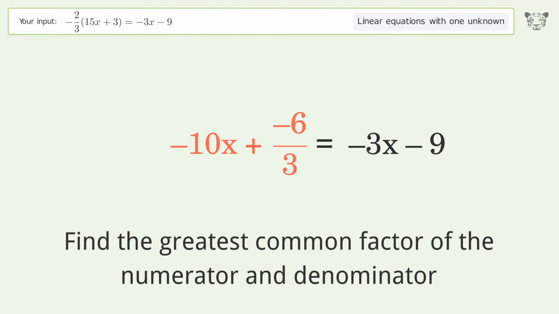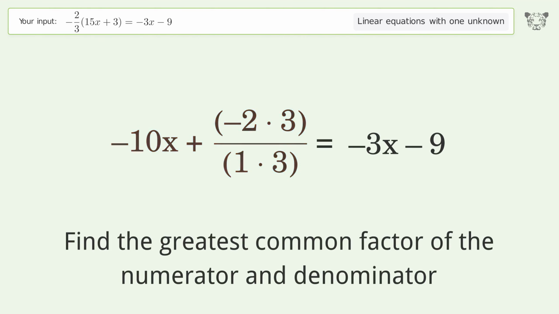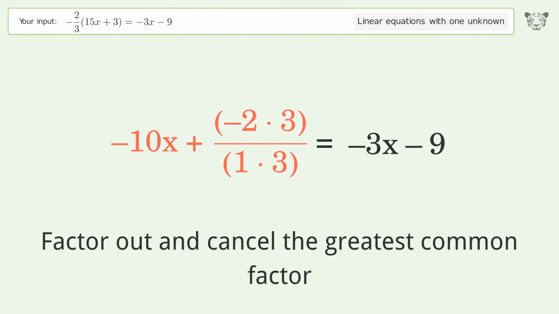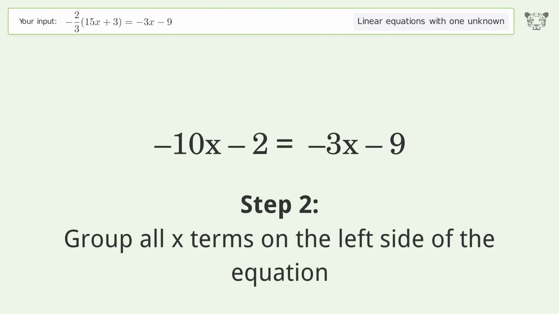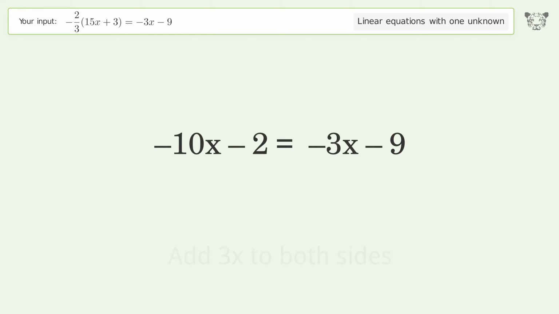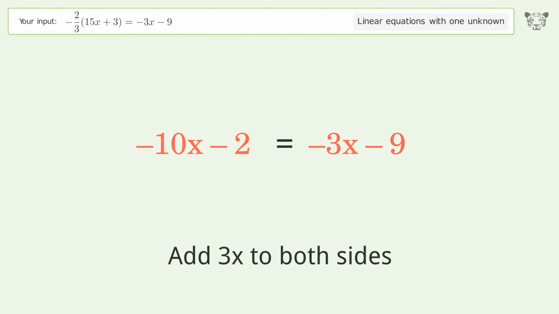Find the greatest common factor of the numerator and denominator. Factor out and cancel the greatest common factor. Group all x terms on the left side of the equation. Add 3x to both sides.